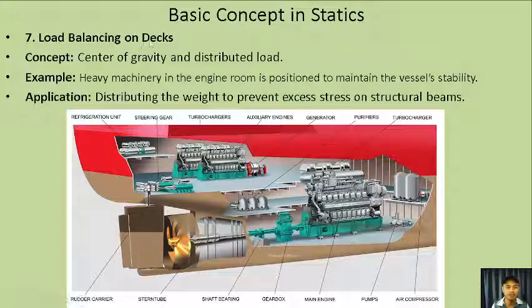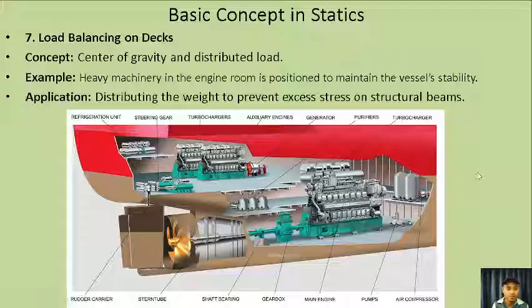Number 7, load balancing on deck. So, center of gravity and distributed load. So, example, heavy machinery in the engine room is positioned to maintain the vessel stability. So, for example, yung main engine, ilalagay mo siya sa gitna para hindi na mahirapan yung barko sa pag-stabilize sa kanya, lalo na pag isa lang yung main engine mo. Diba? Pag ilagay mo yan sa gilid, so hindi pa tumatakbo yung barko, nakatagilid na. Kasi ang bigat-bigat ng engine na yan. Pati itong mga generator and other machineries is binabalanse din nila yung pagkalagay sa engine room. Okay, so heavy machinery in the engine is positioned to maintain the vessel stability. So, distributing the weight to prevent excess stress on structural beams.